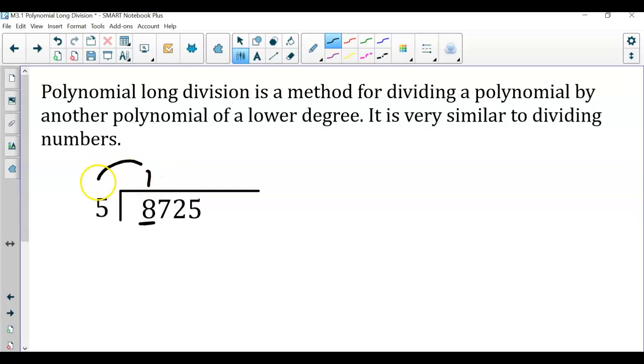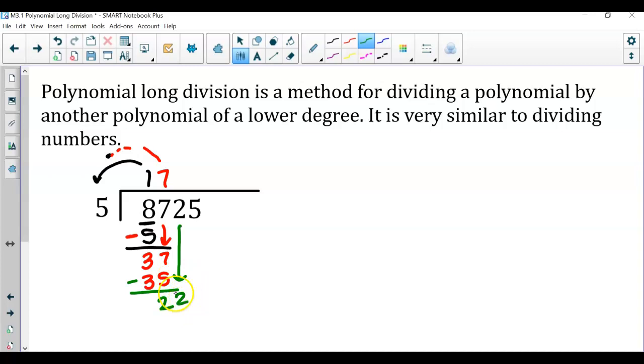Then we would go through and multiply. So 1 times 5 is 5, but it didn't stay positive 5, right? Then we would change it to a negative. We would subtract. So 8 minus 5 is 3. Then I would bring down my 7. Then same thing all over again. I would divide 5 into 37, which is 7. Then again, multiply, which gives you 35. But then we wouldn't leave it positive, right? Make it a negative. Subtract to get 2.